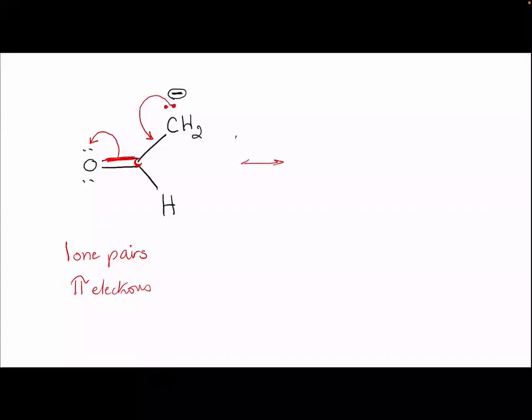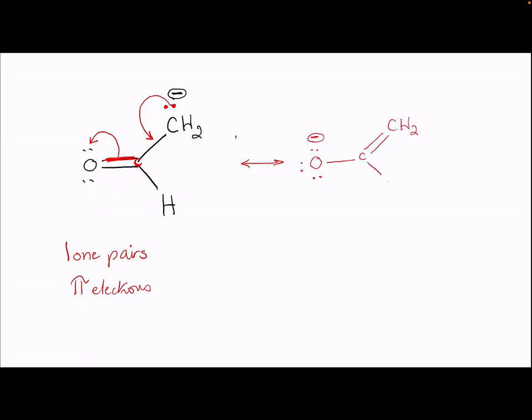All right, let's draw the resulting structure. I'm going to use the double head arrow that we use to represent contributing structures. So here's our CH2. Now it has a double bond with the carbon here. Okay. And now there is a single bond between the carbon and the oxygen, and there are three lone pairs of electrons on the oxygen atom, and now the oxygen atom has a formal negative charge, and the hydrogen is still there, of course.